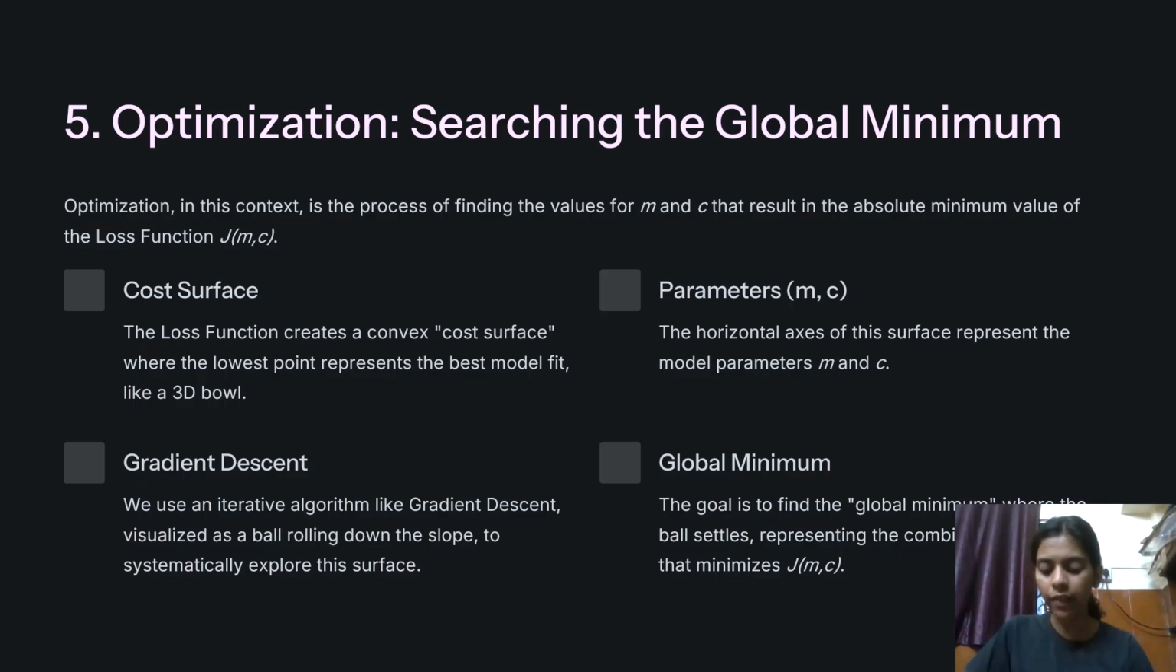But instead of guessing, we use an algorithm that can systematically walk down this bowl. And that's what the gradient descent algorithm does. Think of a small ball rolling down the slope of a hill. It always moves in the direction of the steepest descent until it settles at the lowest point.